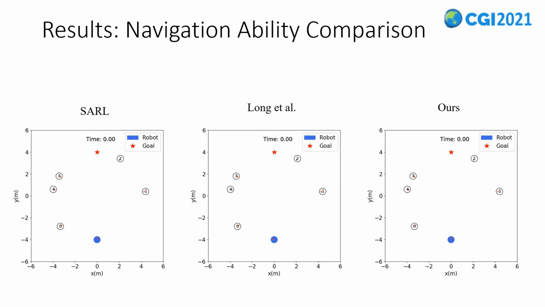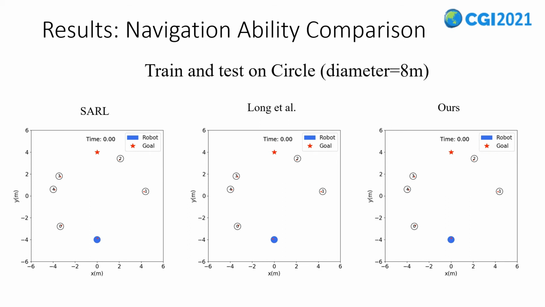To give an example, here are some simulation results on the circle scene. We can find that our model uses the shortest time to reach the destination.